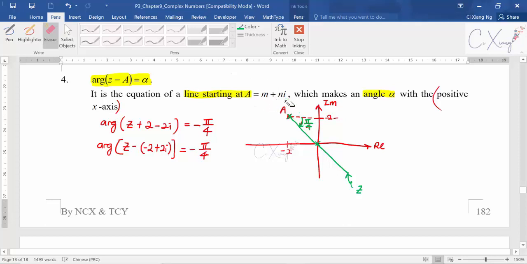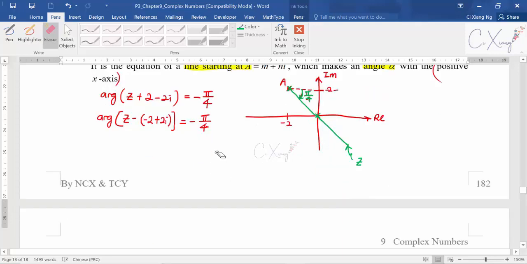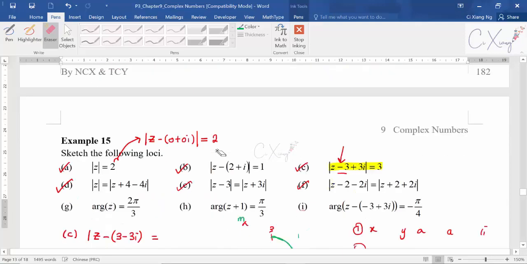Okay, so this is what we have for part number 3, the third type of equation that we are going to sketch. And you need to know how to sketch it. Again, the same thing happened here. We will proceed to example 5.